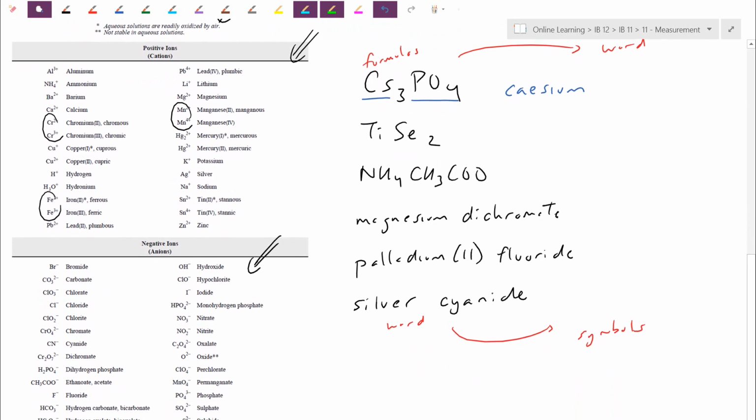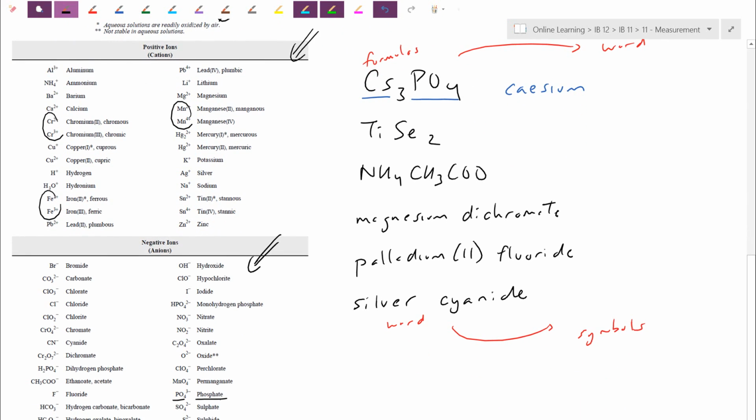I just look on the backside for the time being. The PO4 grouping is the common name phosphate, and I'm just going to copy that name there, phosphate, and I'm not going to change the ending to -ide. Doing the word name is fairly easy because I'm not having to indicate what ratios I needed. They've already done that for you.